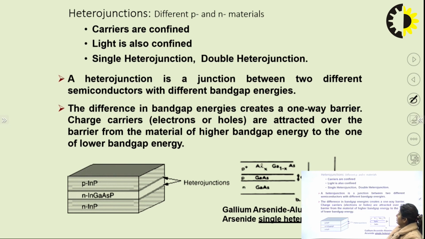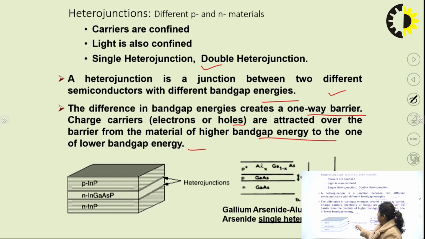If we talk more about the heterojunction, it has different p and n type materials. What characteristics do we find in the heterojunction? Carriers are easily confined, and if carriers are confined, then obviously light is also confined. Single heterojunction and double heterojunction can be used for different industrial applications. A heterojunction is a junction between two different semiconductors with different band gap energies. The difference in band gap energies creates a one way barrier. Charge carriers, electrons or holes, are attracted over the barrier from the material of higher band gap energy to the lower band gap energy.